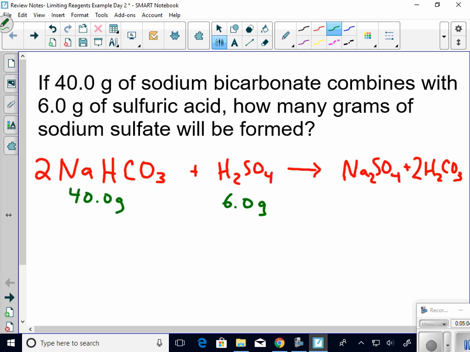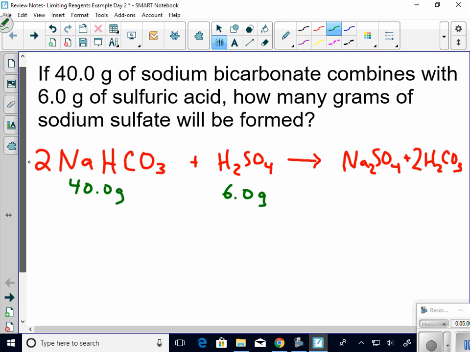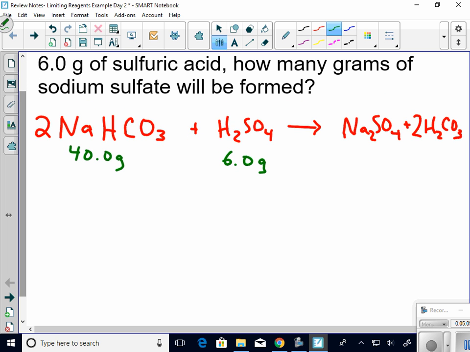So the very first thing I need to do is find out what my limiting reagent is and what I have in excess. What do I have extra of? I can pick either one. A lot of people, folks, look at this and say it's going to be 40 because it's bigger. That's not the case. It's not 40 because it's bigger. We have to do calculations.